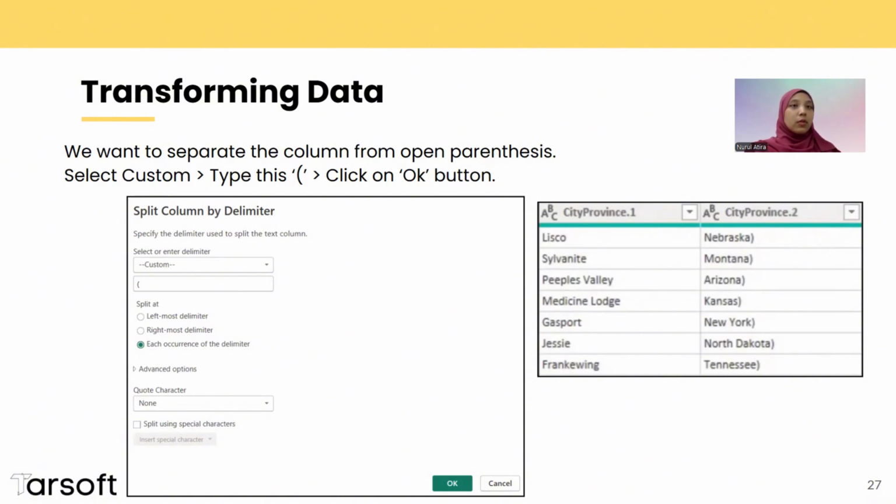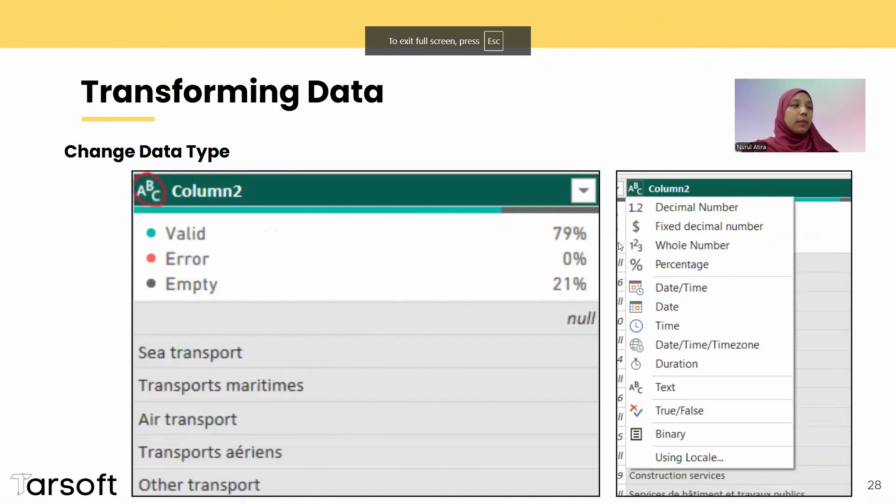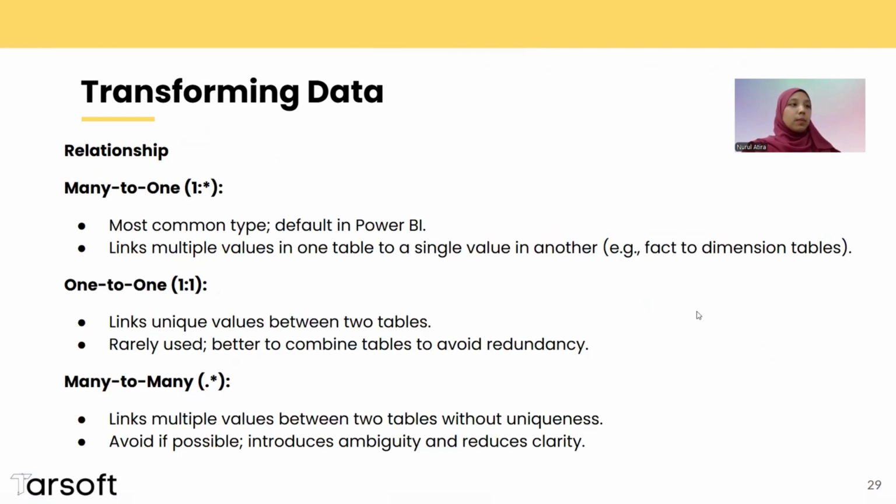For example, you can also do this with dates. You want to separate day, month, and year. The way you can do that, let's say it has slashes or spaces, you can just do this split column by delimiter. Moving on, it's going to be too long. For change data type, you can just click on the icon here and it's going to show you a list of data types.